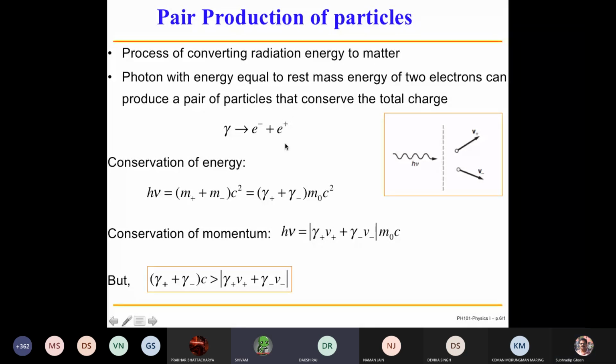Now that's fine. The point is, what I want to illustrate is that even this process in free space is not possible. You need a medium in order to enable this. So why? Because first we write down the conservation of energy relationship. This is the conservation of energy relationship. You okay with this? Yes, sir. All right. Then this is the conservation of momentum relationship. You okay with that? It's simply h by c, the photon momentum, and on the right-hand side is the momentum m v plus and m v minus.